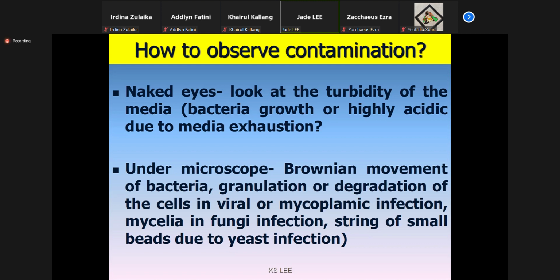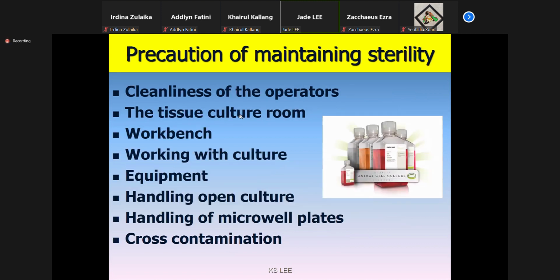Okay, it is very important to have a microscope to observe your culture from time to time to avoid any contaminations. If you find any contamination, then you have to stop the experiments and you probably have to change your media. Right? Then what are the precautions for maintaining sterility?